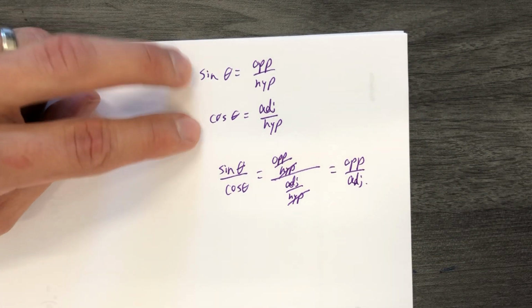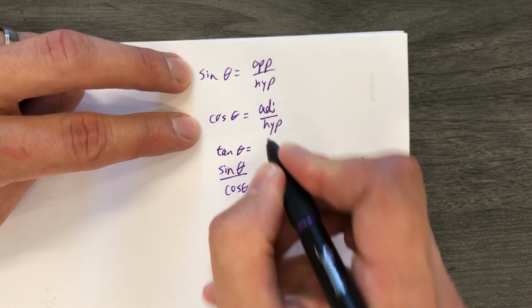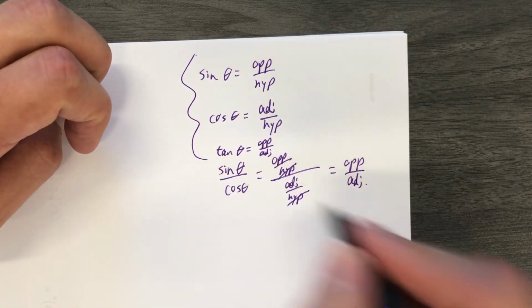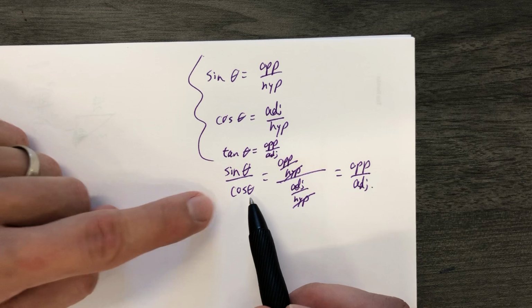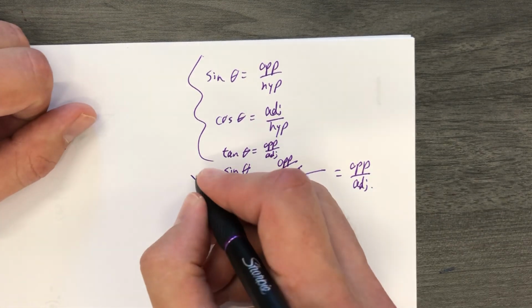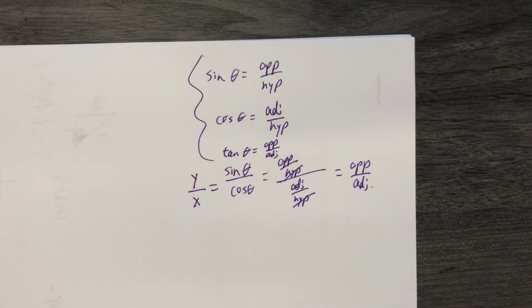When I first started writing these, you were wondering, aren't you going to write tangent? Oh, sure, I'll squeeze it in here. Tangent is opposite over adjacent. There you go. Tangent is sine over cosine, which is y over x. Oh my goodness, this is so delicious. Let's write it down.